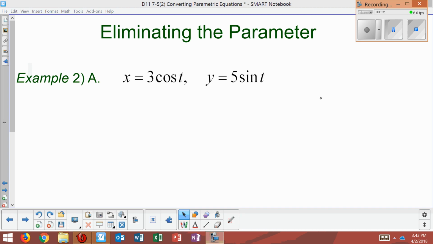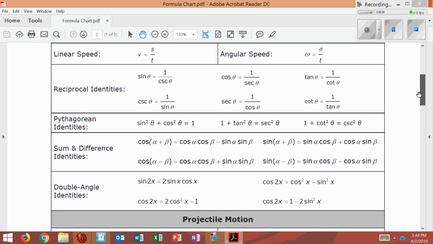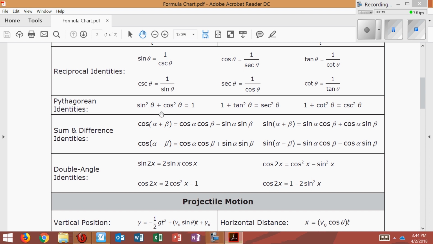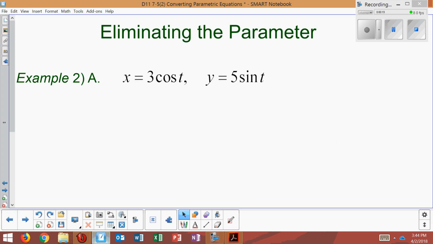And now let's look at example 2. This is with trig involved. When trig is involved, we're going to use our formula chart. So I got the formula chart open, and I'm going to scroll down until I find this formula here. It says that sine squared theta plus cosine squared theta equals 1. And that's the formula we're going to use to solve this.